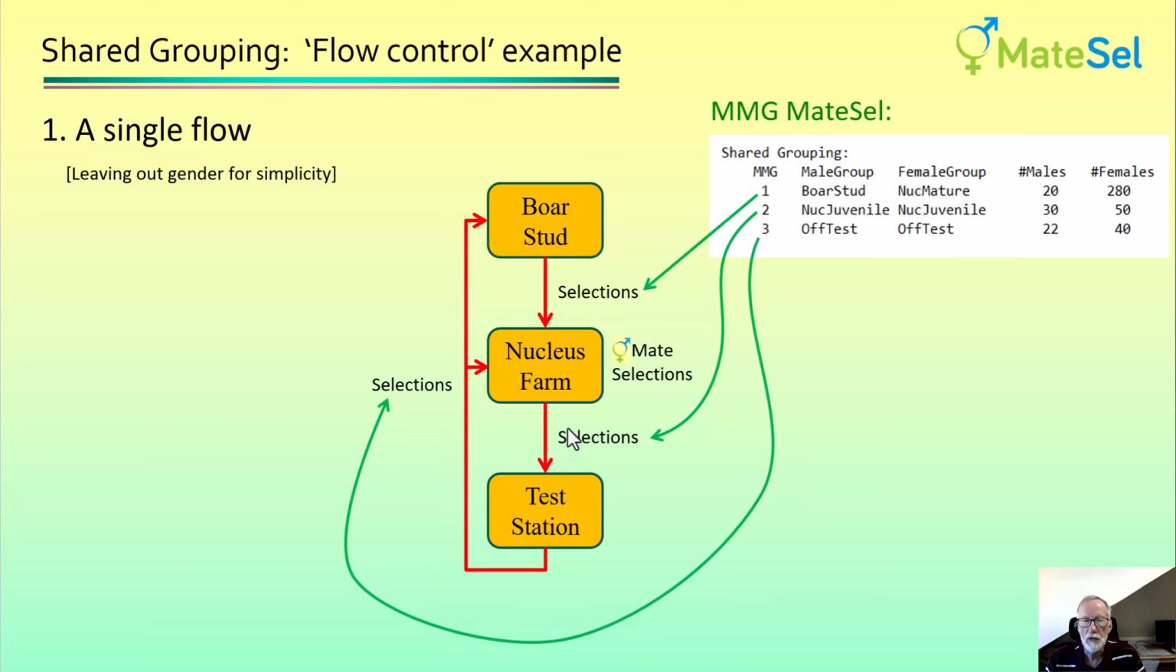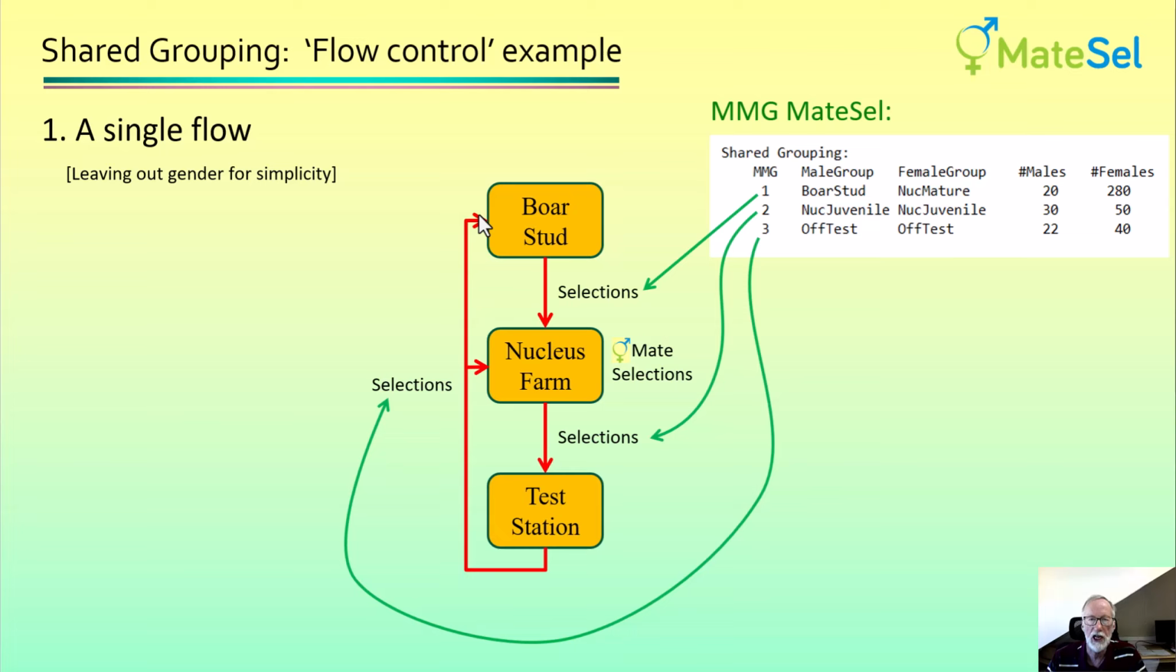For this selection, we're looking to get nucleus juveniles into the test station, both males and females, and that will be a new contemporary cohort of males and females going to the test station. And the third class of selection is off-test selections in the third mixed mating group. So males and females are going to be matched with each other, so that those that go to the nucleus farm as females and those that go to the boar stud as males will be cohorted and matched for future mating potentially with each other.